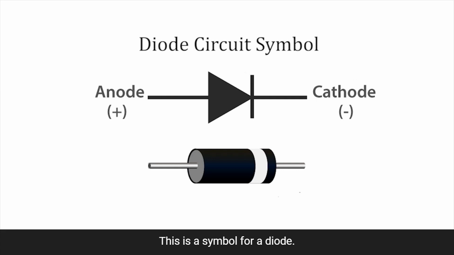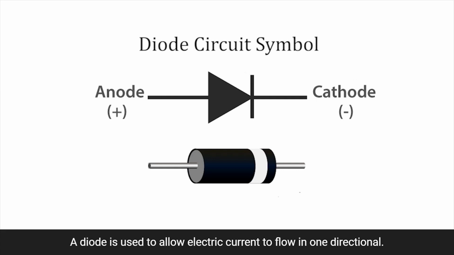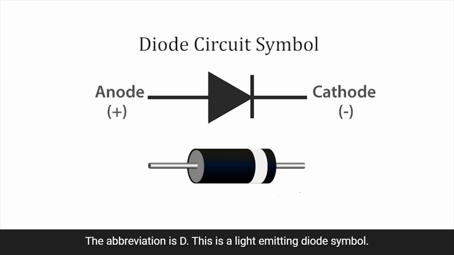This is the symbol for a diode. A diode is used to allow electric current to flow in one direction only. The abbreviation is D.